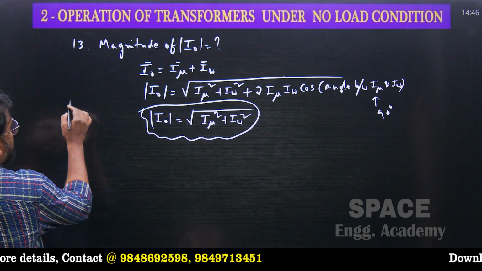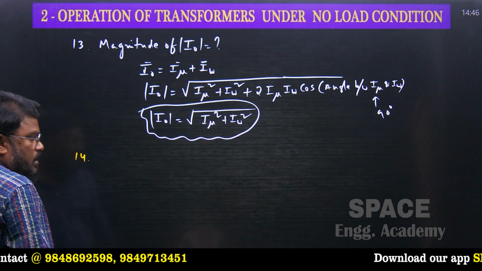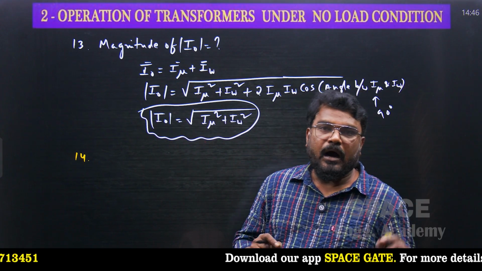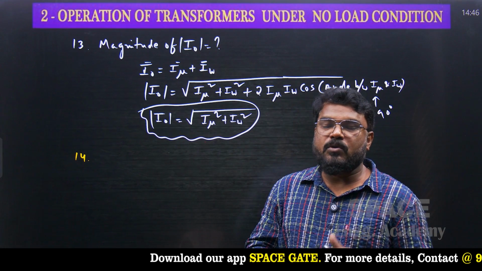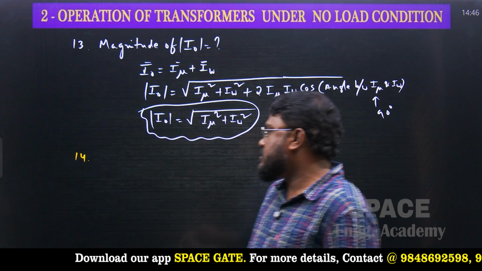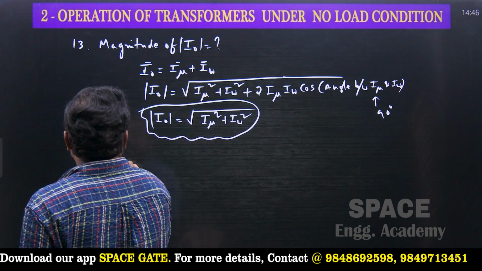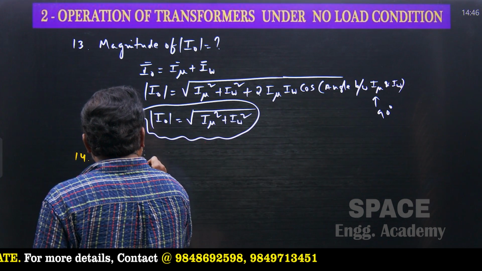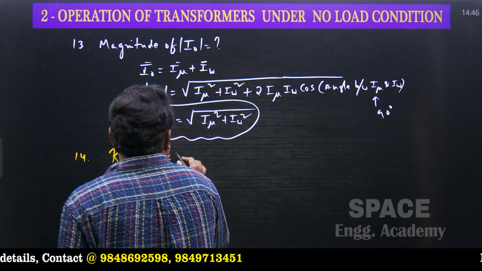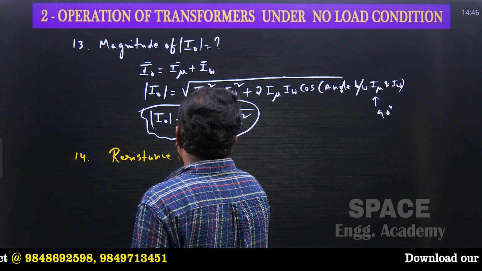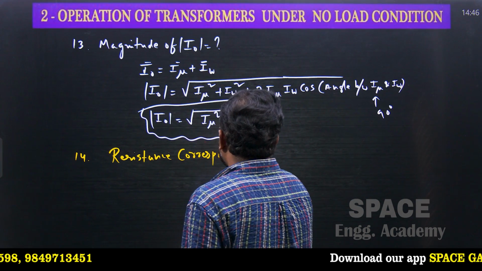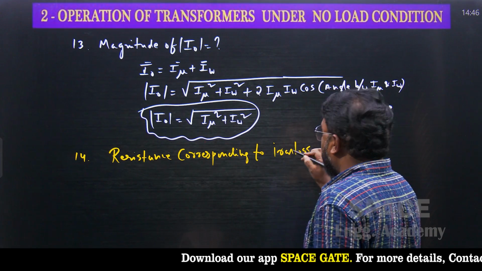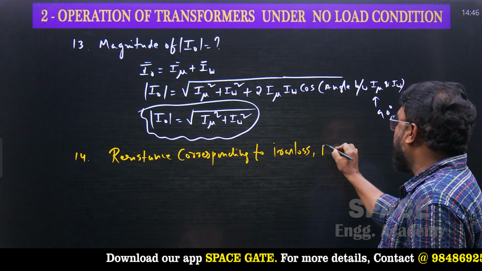And next, the 14th one: how to calculate no load parameters, that is R naught and X naught parameters. First, R naught is nothing but the resistance corresponding to iron losses of the transformer.